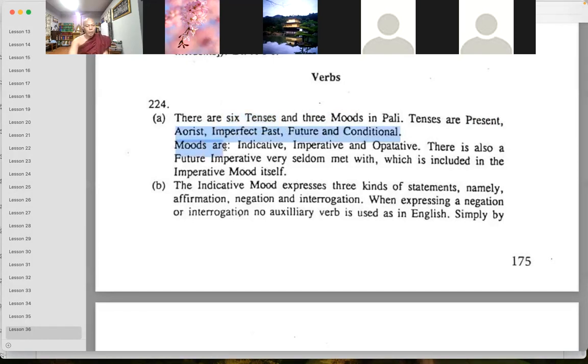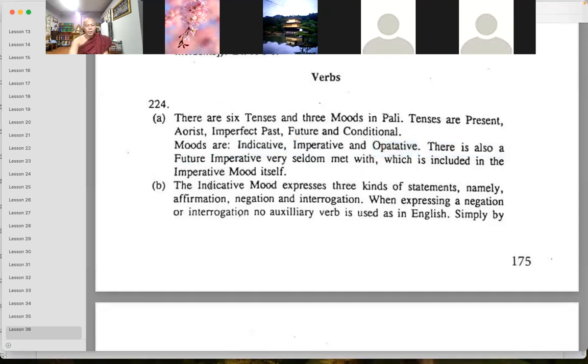And then moods are the indicative mood, the imperative mood, and the optative mood. And then rarely there is also the future imperative, but very rare, very seldom met with. Okay, just introduction. That one is also included in the imperative mood itself. Okay, leave that one. That is why only 3. So the moods are the indicative mood, imperative mood, and the optative mood.